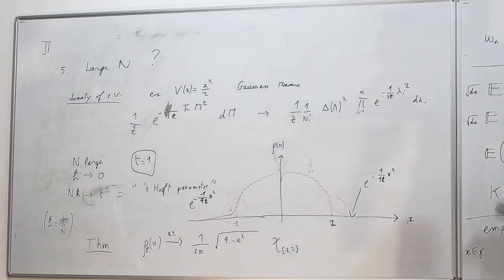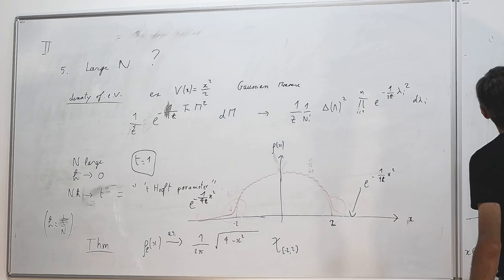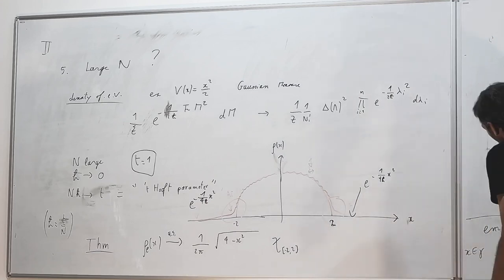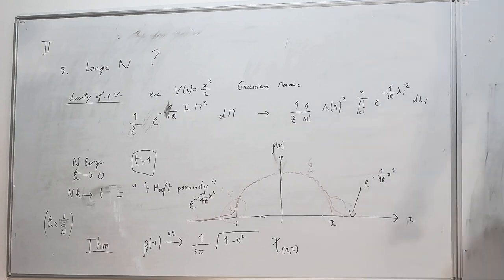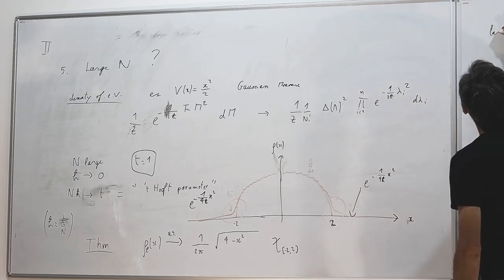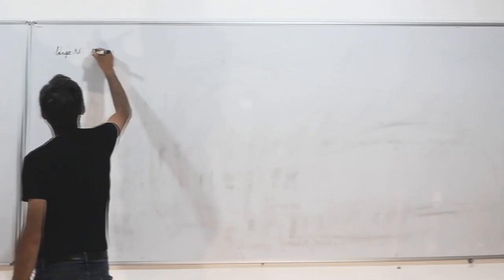And so what we would like to understand is, first, what would be this limit for another potential, not Gaussian, not quadratic? What would be this limit? Second thing, what are the corrections to the limit? We are not only interested in the limit, but in the full 1 over n expansion, which is the same thing as the small h bar expansion.